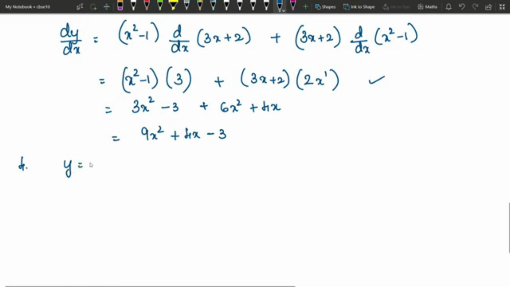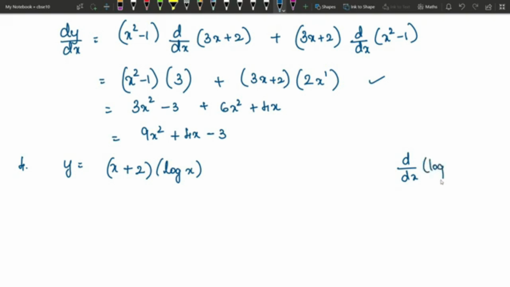So let me take an example. y is equal to (x plus 2) into log x. x plus 2 into log x is the next example. So the differentiation of log x is 1 by x. This is present in the list of standard formulas. Please refer to your notes. Now the derivative of y with respect to x, I will write directly.